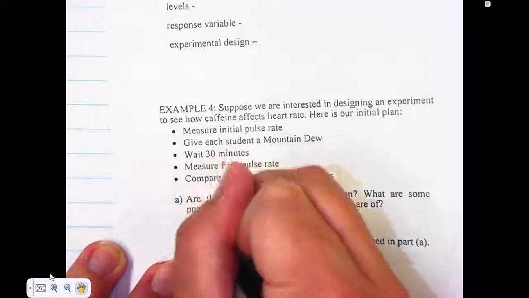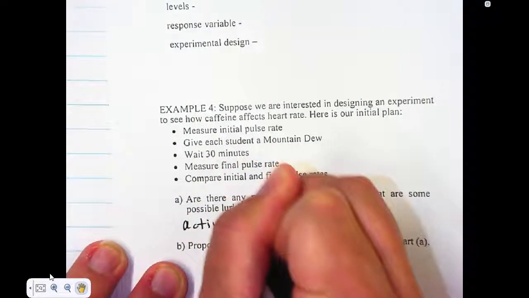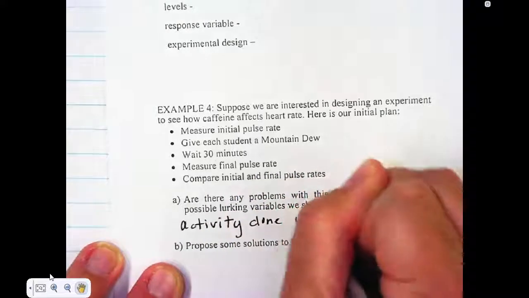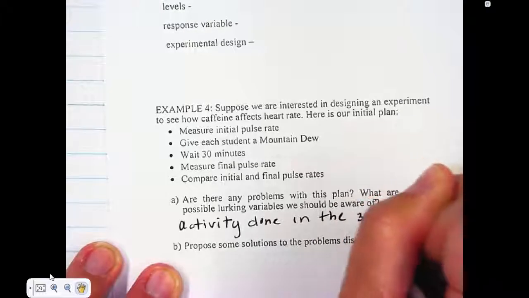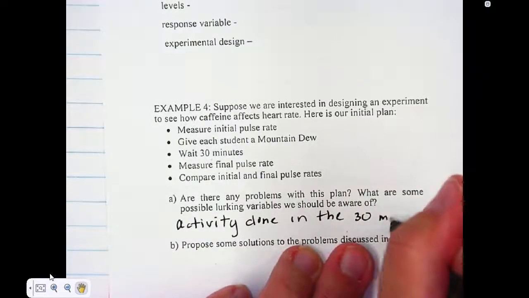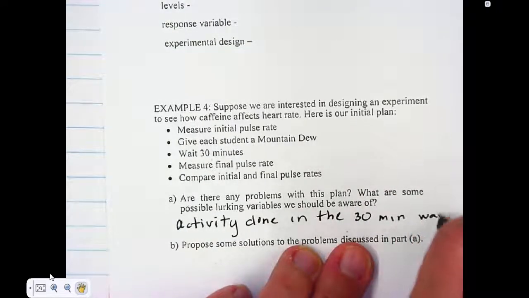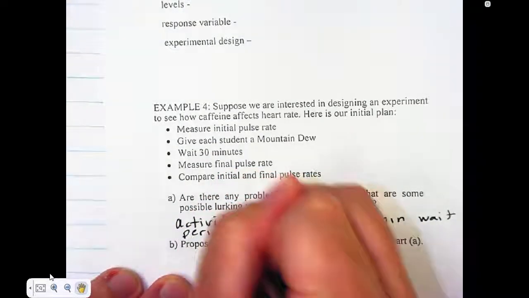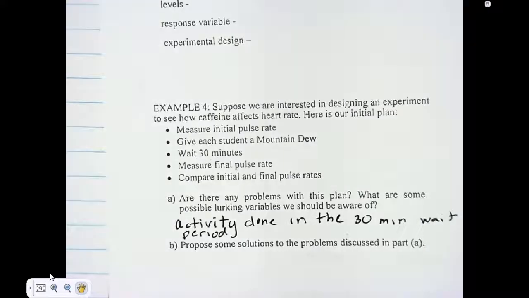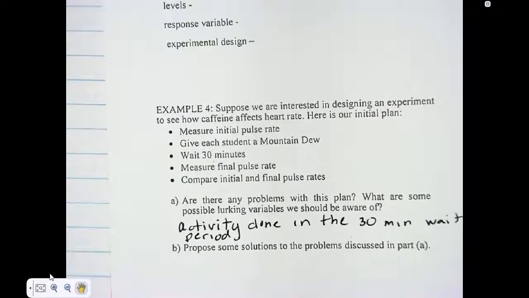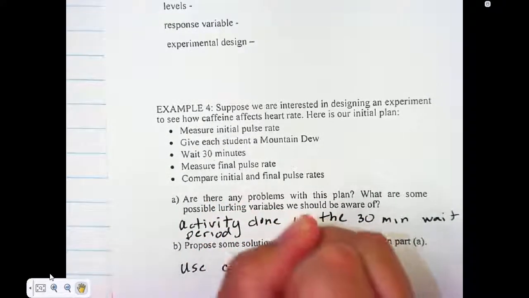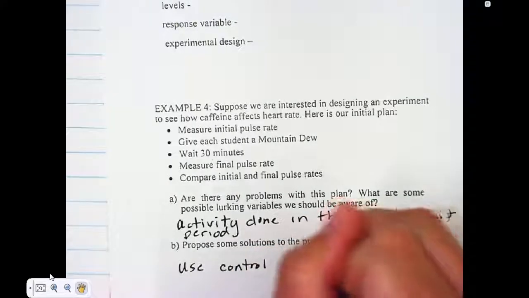To me, it's what they do in those 30 minutes. I'm going to say the activity done in the 30-minute wait period. That's a big deal. If someone goes running and someone sits there, there's going to be a big difference between their heart rates. Now it says propose some solutions to the problem. I'm just going to say use control to keep the activity constant.